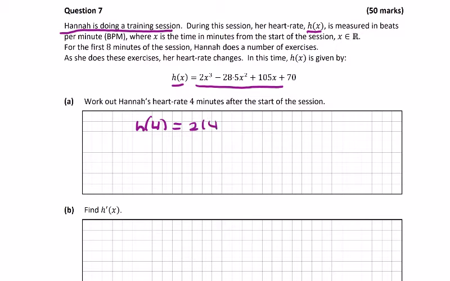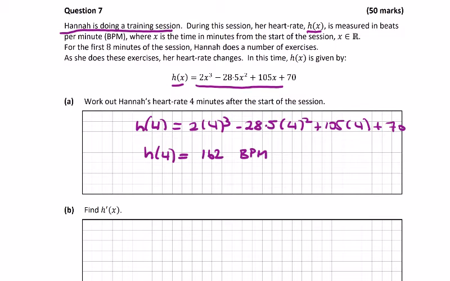2 by 4 cubed, just calculator use, check it twice, minus 28.5 by 4 squared plus 105 by 4 plus 70. Her heart rate after 4 minutes is giving me 162 beats per minute.